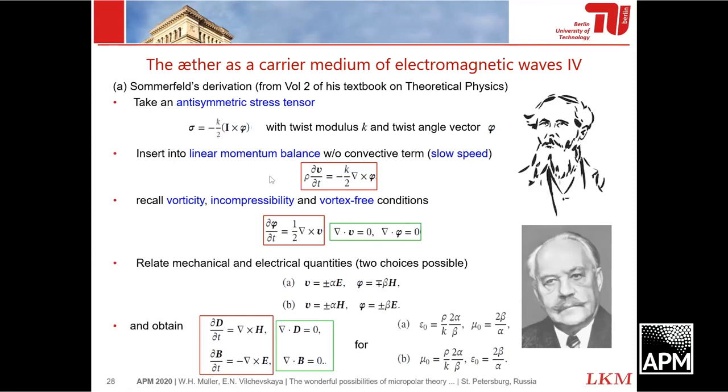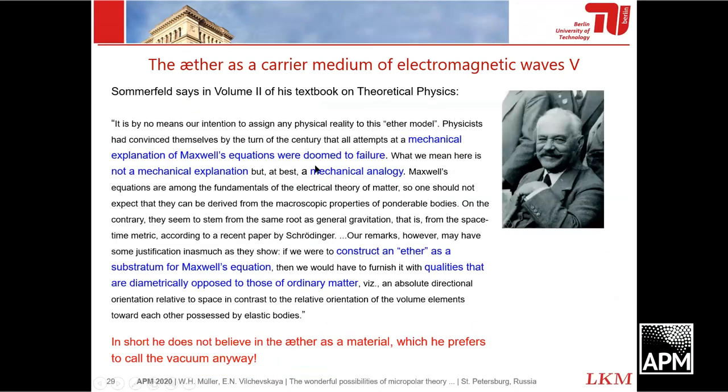So basically what you do is you look at linear momentum and you assume an expression for the stress tensor. You get this equation for linear momentum. You recall the vorticity equation, incompressibility. You make some identifications, and these equations turn into Maxwell's equations. Sommerfeld says, well, this is at most not a mechanical explanation, but a mechanical analogy.